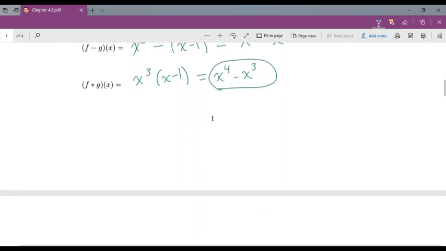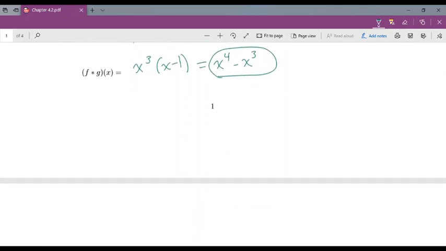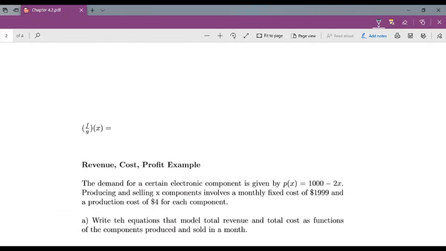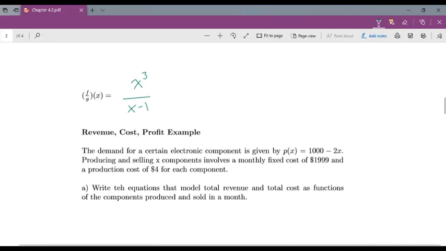Alright, I believe we have f of x over g of x next. We do. So we get an x to the third over x minus 1. Now, there's really no simplifying to do here either. So you would just leave that as your final answer.